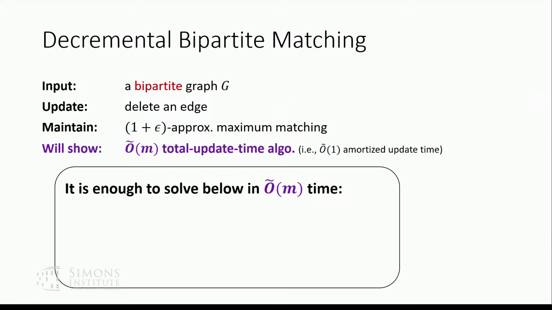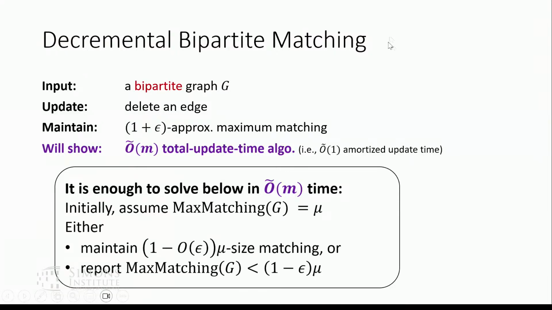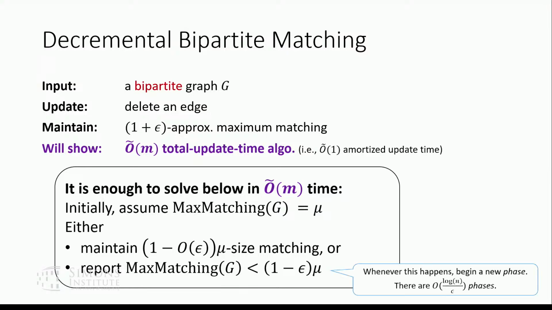So again, this is the problem. We want to maintain a bipartite matching in a decremental setting. In particular, to solve this problem, it's enough to solve the following slightly simpler problem. In linear time, you're told you have some matching of size mu, that's your max matching. Your goal is just to keep track of a matching of size approximately mu, or detect that the maximum matching size has fallen significantly. When the maximum matching size falls significantly, you don't have to compute a new matching, you just say, okay, I terminate, the maximum matching size has fallen. And it's pretty clear that if you can solve this subroutine, you can solve the whole problem.